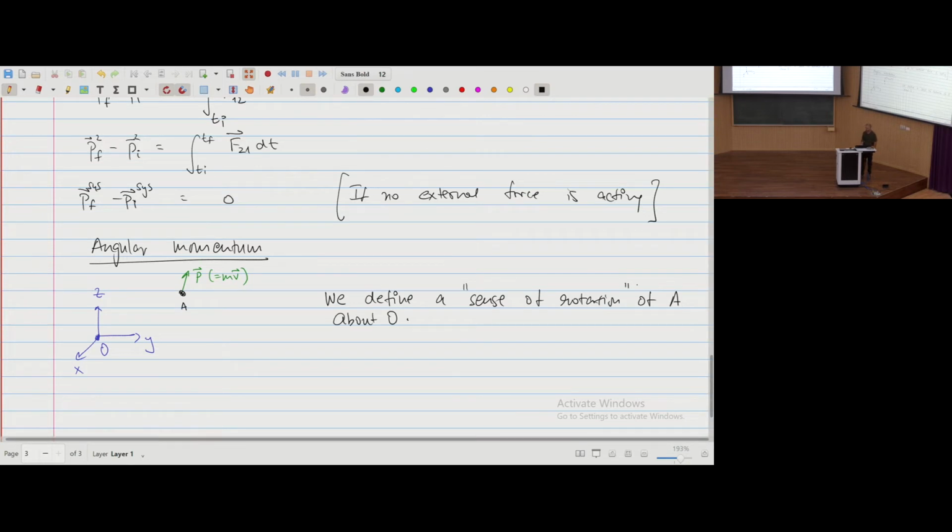When the particle A is moving in a line, even then we define a sense of rotation of particle A about a fixed point O. This idea is not very natural, that a particle has a sense of rotation, but it has become natural for us because we have been using this.